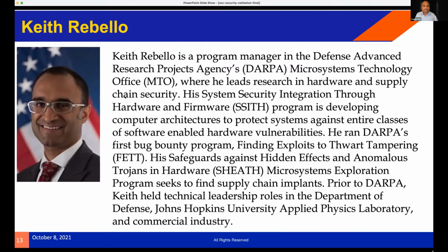Our next panelist is Keith Rebello. He's a program manager at DARPA, at the Microsystems Technology Office, where he leads research in hardware and supply chain security. He's leading multiple programs at DARPA. His 6th program is developing computer architectures to protect systems against the entire class of software-enabled hardware vulnerabilities. He ran DARPA's first bug bounty program, called FETT. His SHEATH program, Safeguards against Hidden Effects and Anomalous Trojans in Hardware, and the SMART program, the Shrinkage Microsystems Exploration Program, seeks to find supply chain implants. Prior to DARPA, Keith held technical leadership roles at the Department of Defense, Johns Hopkins Applied Physics Laboratory, and in industry. So with that, I would give the floor to Keith.